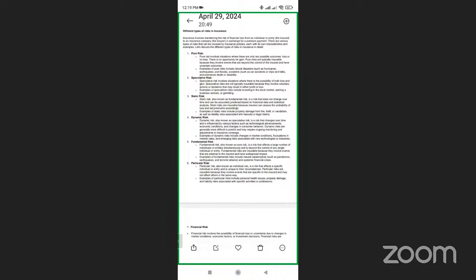Then comes the static risk. We also call the static risk the fundamental risk, and it is basically a risk which does not change with the change in time and can be accurately predicted based on historical data. And static risks basically are related to the happening of certain events which are definitely going to happen.